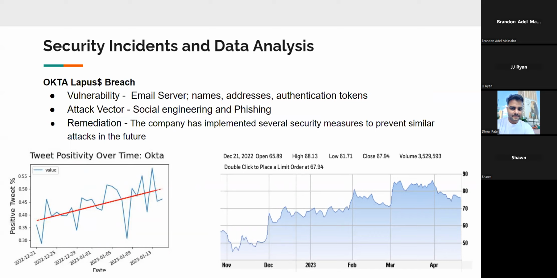Okta breach. There was a vulnerability with the email server names, addresses, and authentication tokens. The attack vector was social engineering and phishing. For remediation, the company had implemented several security measures to prevent similar attacks in the future. The tweet positivity over time was trending upward, and the stock had briefly gone down, but was able to recover.